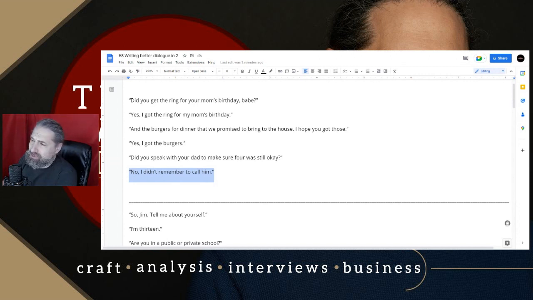So how do we make this dialogue a little bit more interesting? We want to clean it up too. There is a difference between fluff and then there's subtext and things like that.